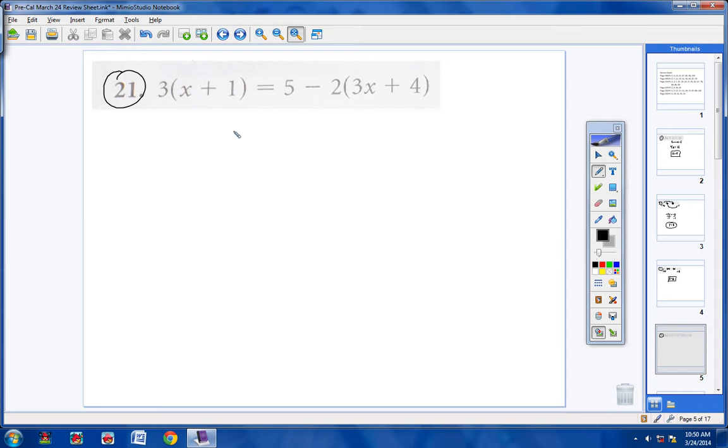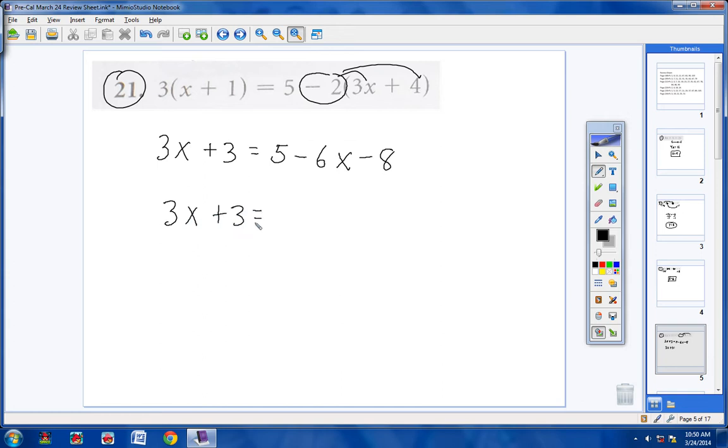Okay, still solving linear equations. Take your 3 and multiply it through so that we are able to simplify the left side. Over here on the right side, you take your, not a 2, but a negative 2. Take your negative 2 and multiply it through. Negative 2 times 3, negative 6x. Negative 2 times 4, negative 8. Now we're going to go ahead and simplify our right side. Our left side cannot be simplified because we have unlike terms. Over here we would have negative 3, negative 6x, because a negative 8 and a positive 5, when you combine them, gives you a negative 3.